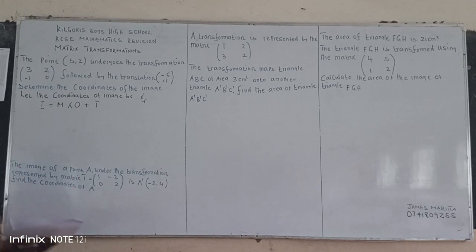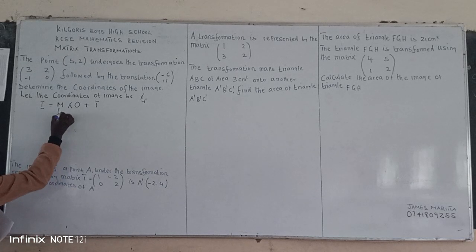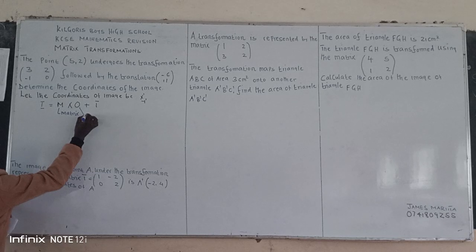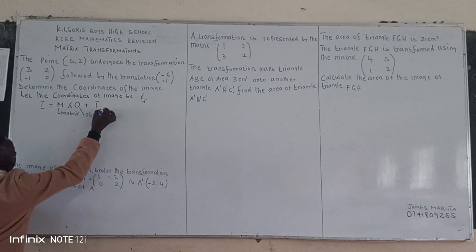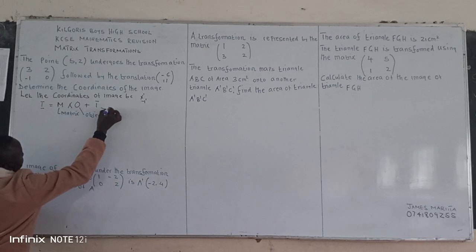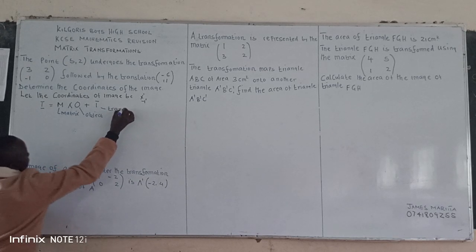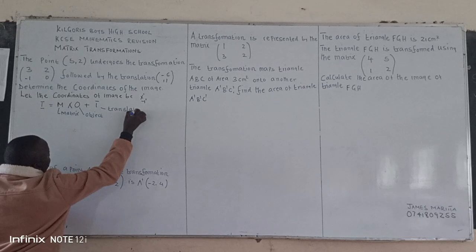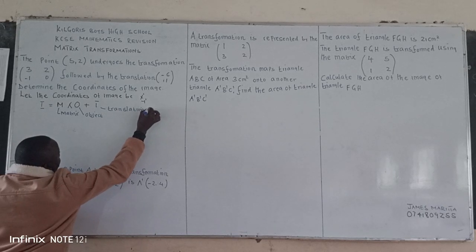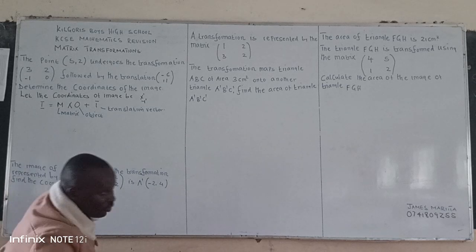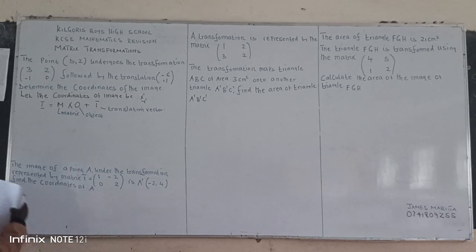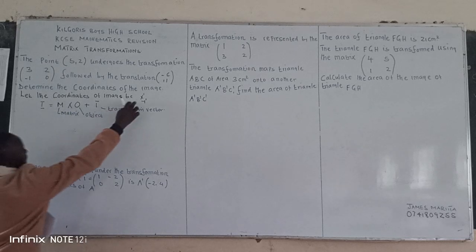So you need to understand that this is the matrix of transformation, this is the coordinates of the object, and this is the translation vector. As simple as that. If we use this formula now, we can substitute because we have let our image to be that.